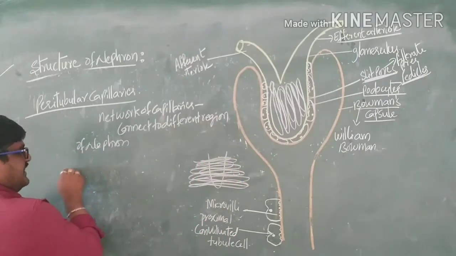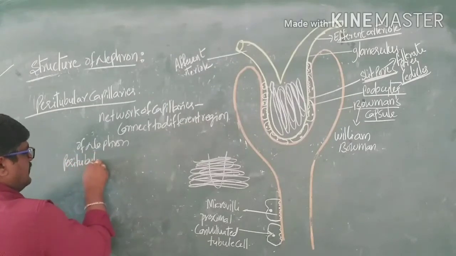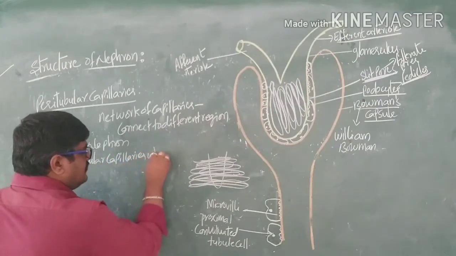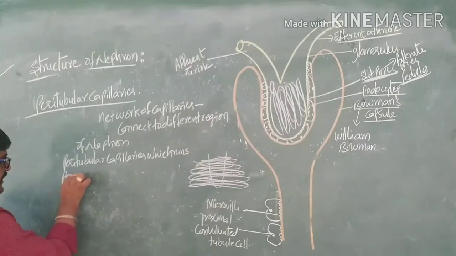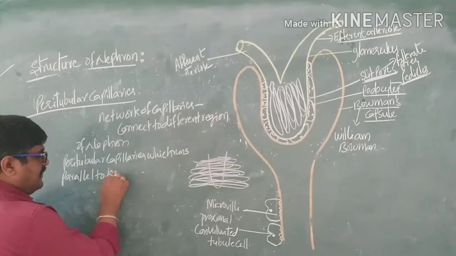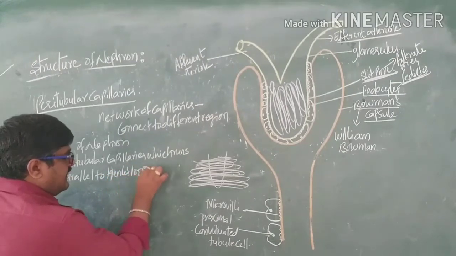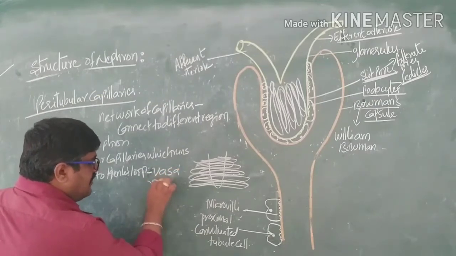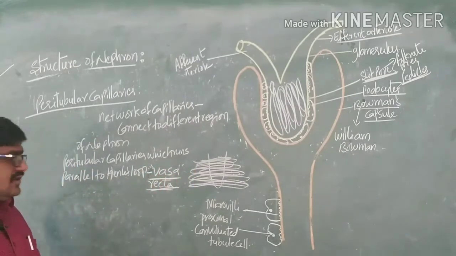That means they are called the peritubular capillaries. The capillaries which run parallel to Henle's loop are called the vas recta. So what do we mean by vas recta?